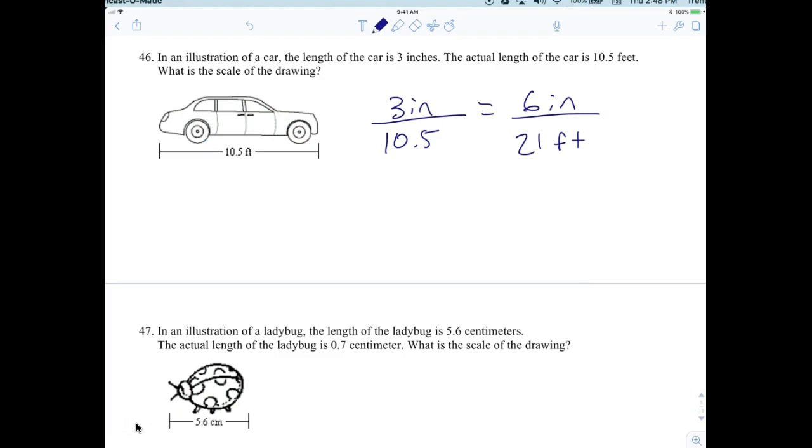Everybody good? Now, let's reduce 6 to 21. Divide by 3, please. That'd be 2 over 7. 2 inches is to what? 7 feet. 2 inches is to 7 feet. Everybody okay with that? All right, that's not bad.